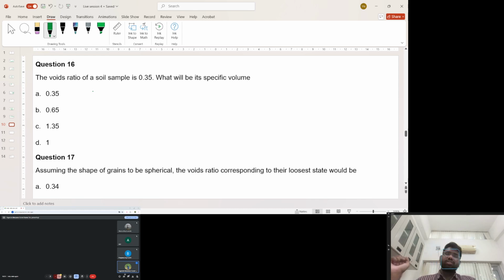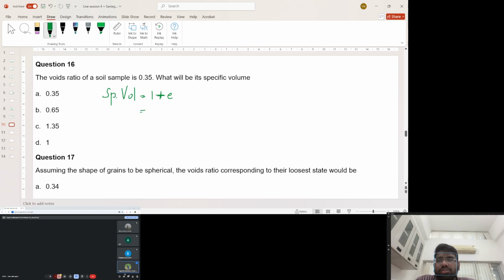The voids ratio of a soil sample is 0.35. What will be its specific volume? So specific volume is defined as 1 plus e, for which I have already explained. For a unit volume of solids, the total volume will be 1 plus e.